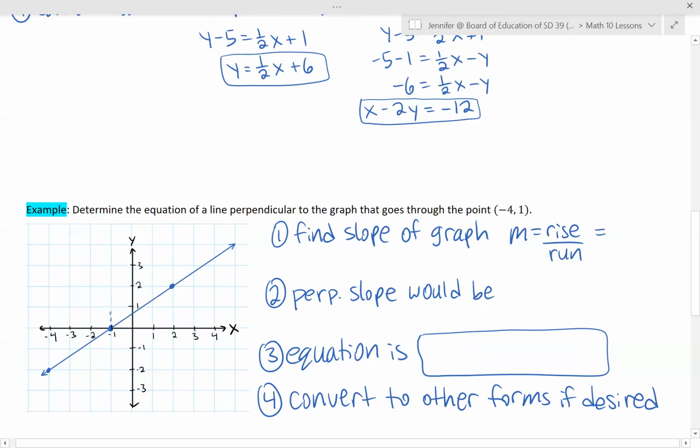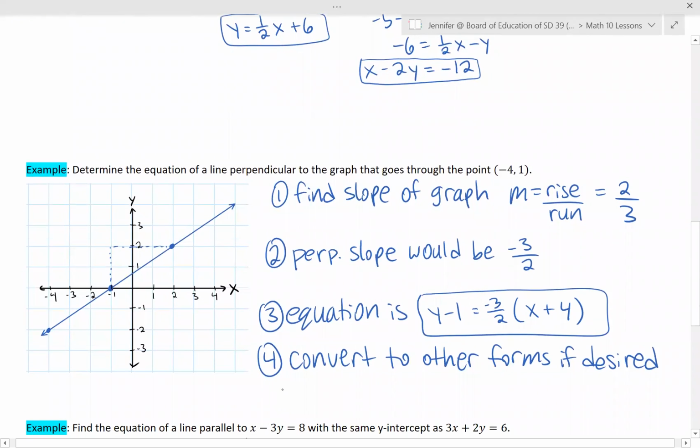So if we compare these 2 points, our rise is 2 and our run is 3. So the slope of this graph is 2/3. And if we want to find something perpendicular to it, then the perpendicular slope would have to be negative 3 over 2, because we flip the fraction and change the sign. So we know the slope, and we know that it also has to go through this specific point, so we can go ahead and write our point-slope form. It'd be y minus 1 equals -3/2 x plus 4. And I'm not going to show it this time, but again, we can always convert to either of the other two forms if the question's asking that.